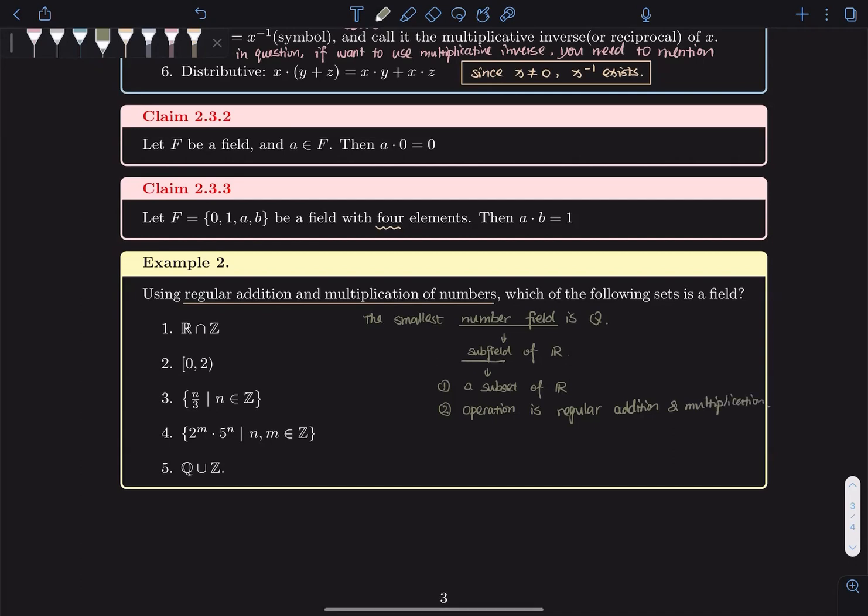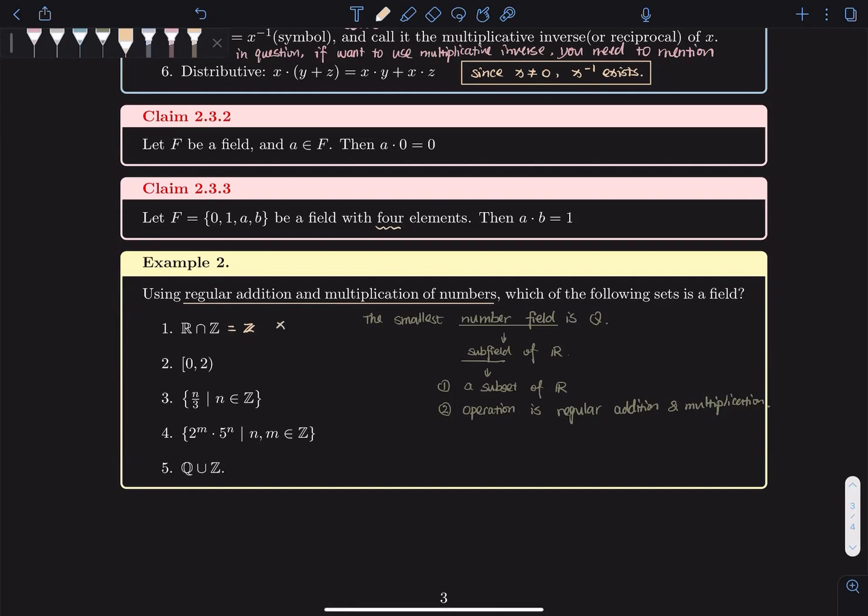Why is this useful? What I'm saying is anything that's a subset of the real numbers and smaller than the set of rational numbers, with regular addition and multiplication, is not a field. Why is this helpful in this case? If you look at those, first of all, R intersect the set of integers would give you the integers. The integers are definitely smaller than Q, so it's not a field.